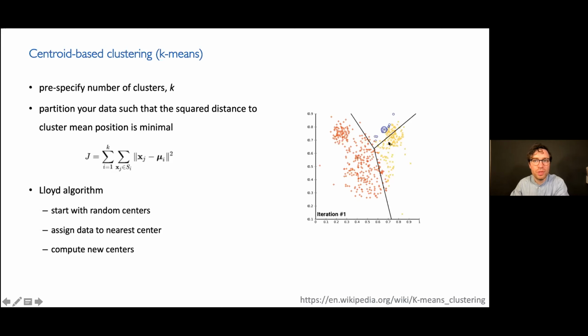And now you do a new assignment of your data points to the nearest center. In this case, all the yellow ones up here would be assigned to the blue center, actually. So they are assigned to the blue, and then you iteratively go on and on until this algorithm converges and you end up having 3 clusters defined by this criterion. Of course, there are other more sophisticated algorithms, but this approximates the solution.